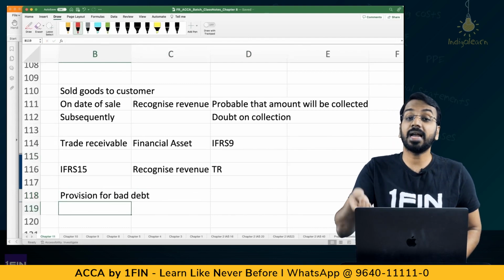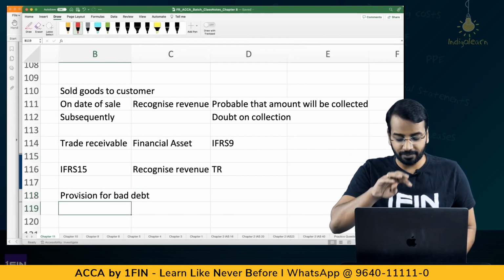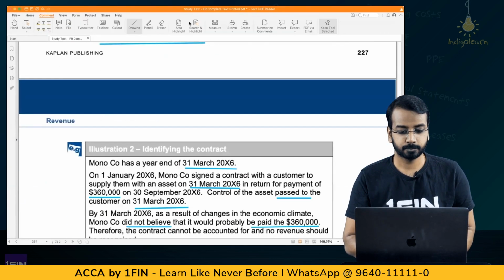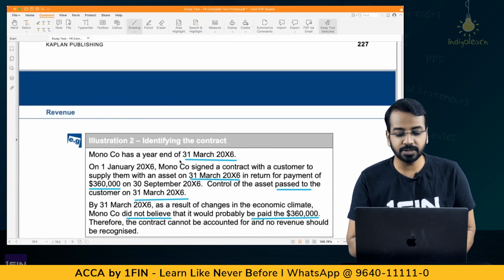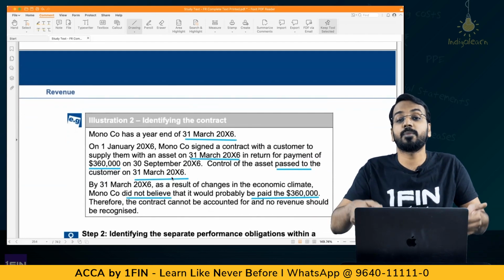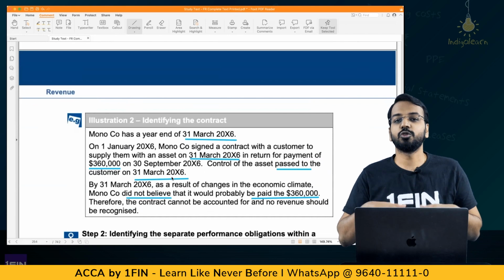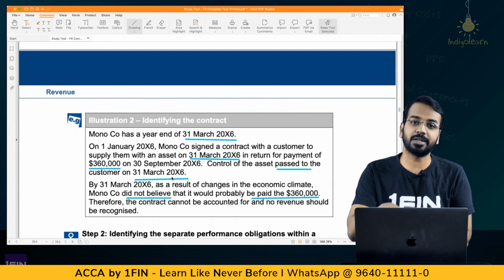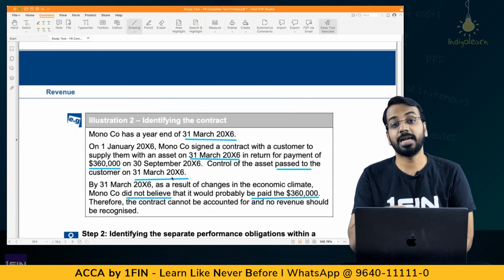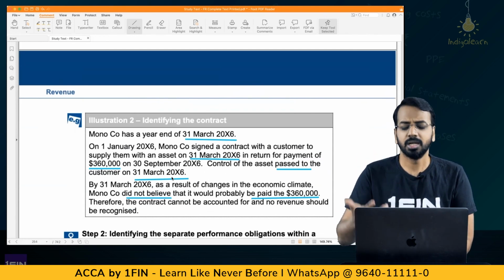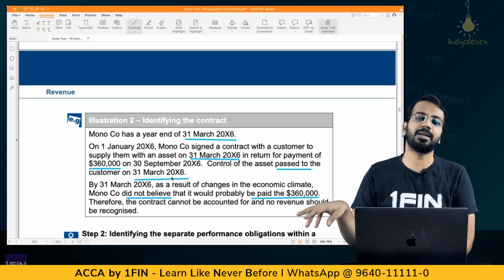But if at the time of entering into the contract, or at the time of transferring of control, in this case, at the time of transfer of control on 31st March, we realize that it is not probable that the amount will be collected, you cannot recognize revenue itself. So be very careful. The reason for this clause is to ensure that you don't unnecessarily inflate the revenue. Otherwise, you will show a higher revenue and then you will say there is a bad debt.